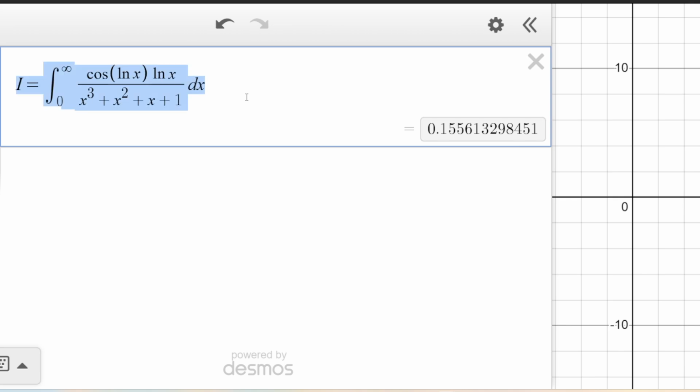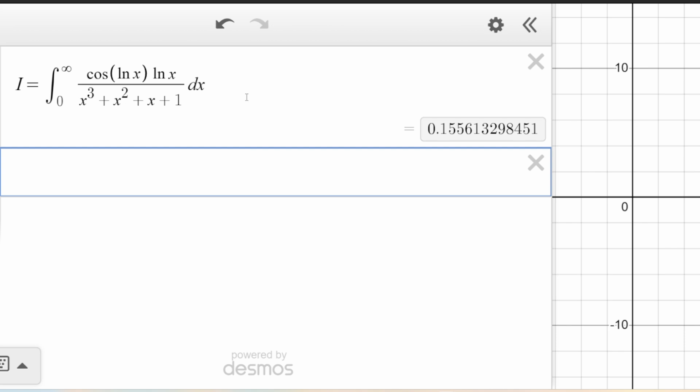Today we are going to be evaluating this absolute monster of an integral. Let's just get started, shall we? Alright, what are we going to do first? Okay, we're going to do Feynman integration.